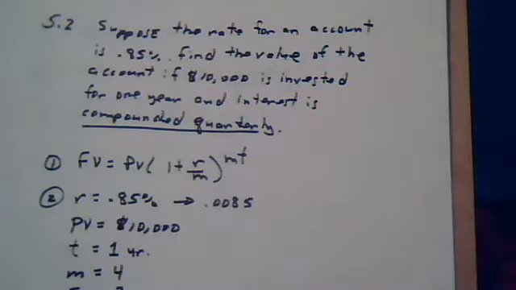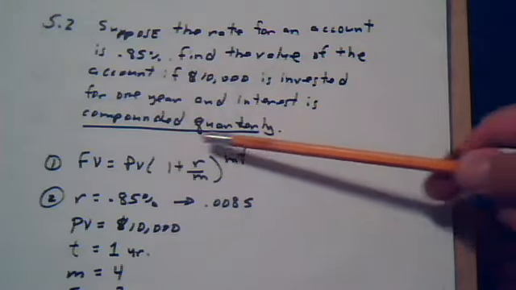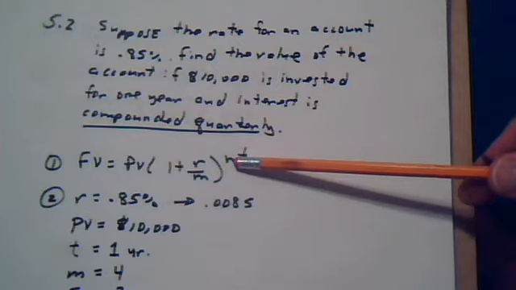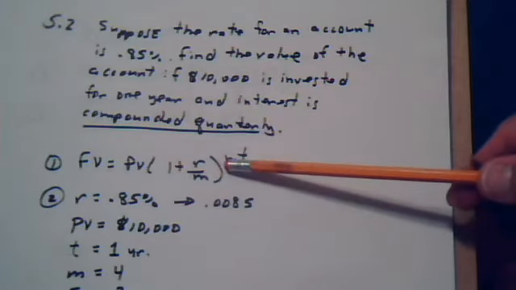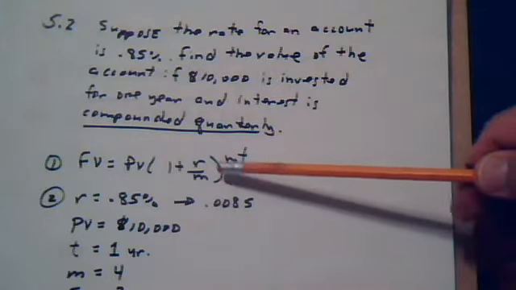Suppose the rate for an account is 0.85%. Find the value of the account if $10,000 is invested for 1 year and interest is compounded quarterly. So notice compounded quarterly was what was underlined, because this is going to tell us it's this formula. That's the way you could tell it's this formula. Compounded daily, weekly, monthly, any of those, it would be this formula.